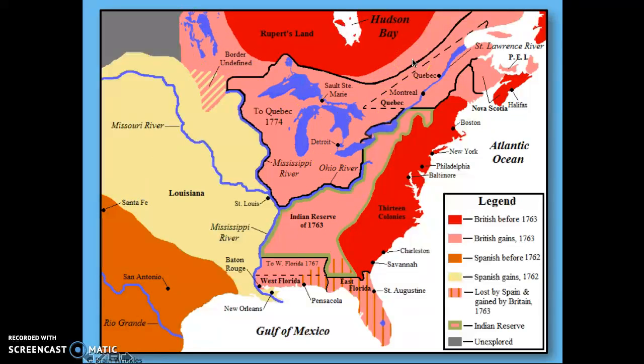The Spanish before 1762 had this land. They gained all of this land. And they lost this little parcel of land down here. Now, some of this land was just reserved for Indians. And this land up here had not been explored by any of the European explorers as of yet.